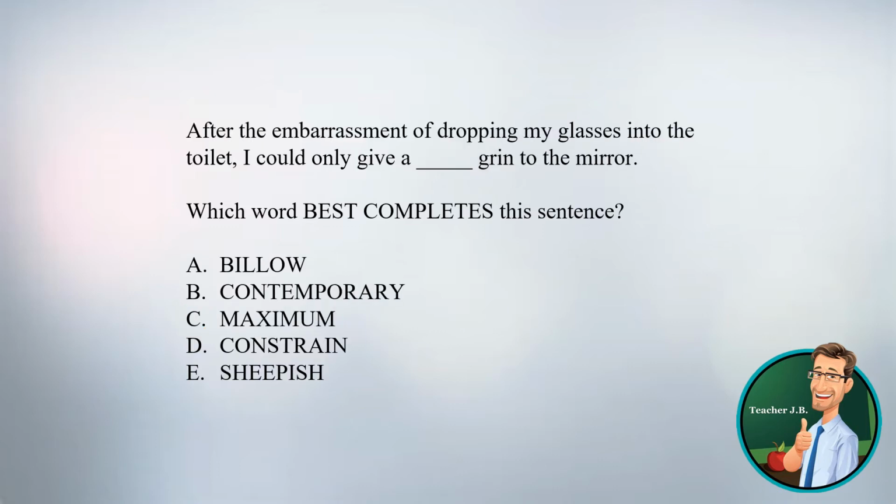After the embarrassment of dropping my glasses into the toilet, I could only give a blank grin to the mirror. I did something silly, so what's the answer? Below, contemporary, maximum, constraint, or sheepish? Yes, the answer is sheepish.